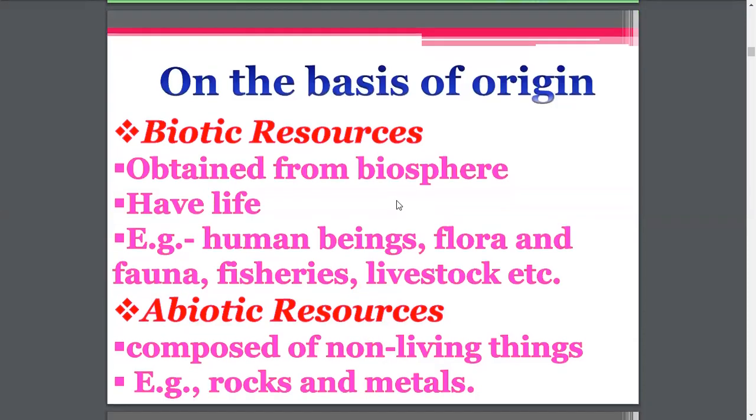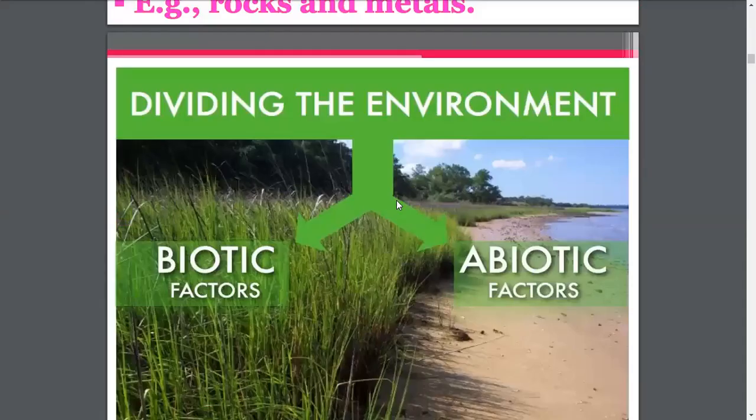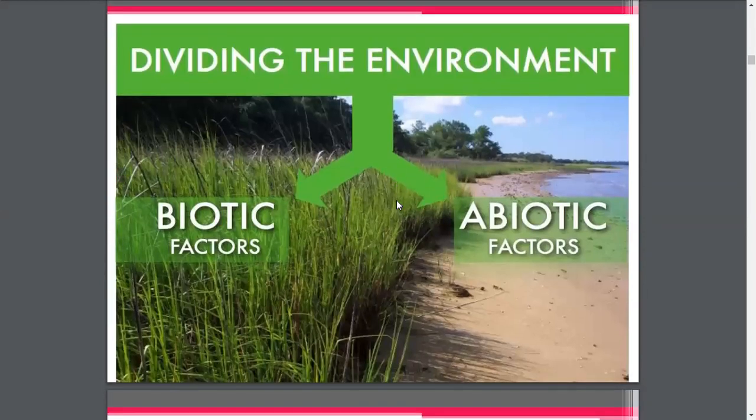So here you can see on the basis of origin, biotic resources are obtained from the biosphere and have life. The examples are human beings, flora and fauna, fisheries, livestock, etc. And abiotic resources are composed of non-living things, for example rocks and metals. Okay. Now next is dividing the environment.